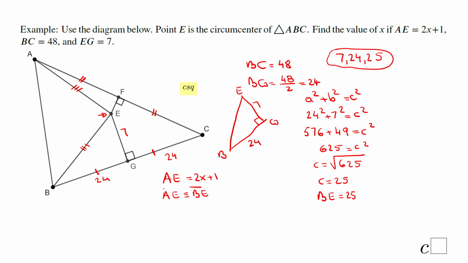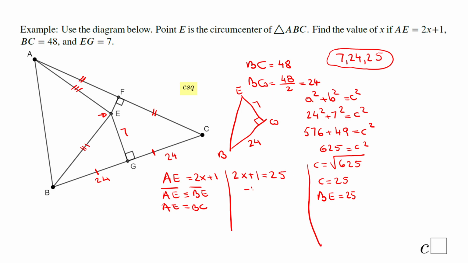These two segments are congruent because E is the circumcenter and is equidistant from the vertices. So AE is equal to BE. Now we can write this equation: 2x plus 1, which is AE, equals 25.